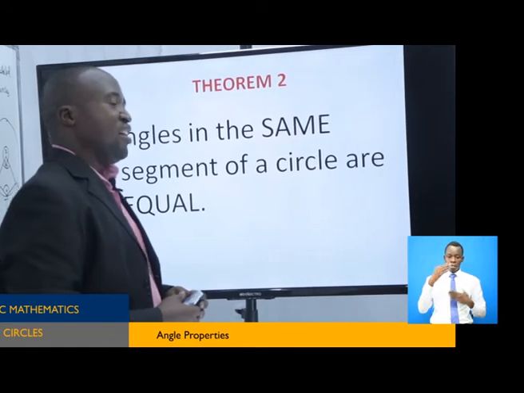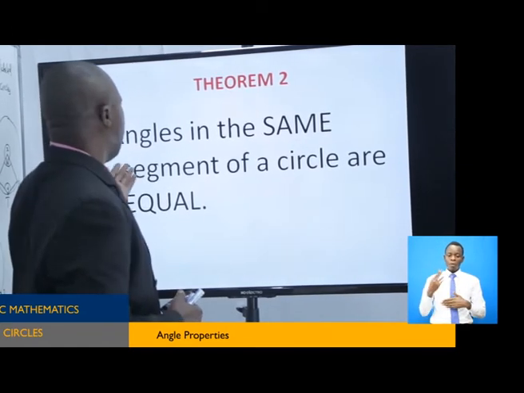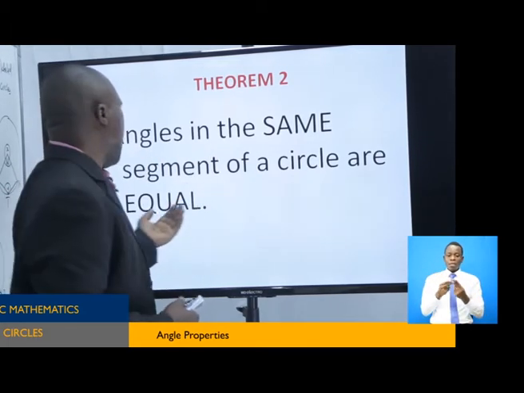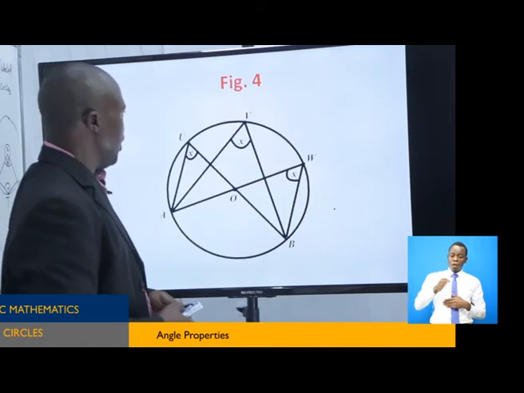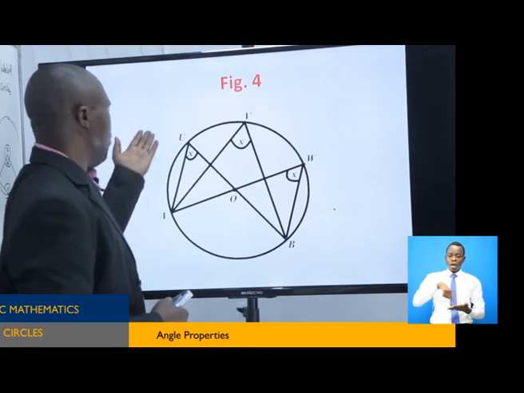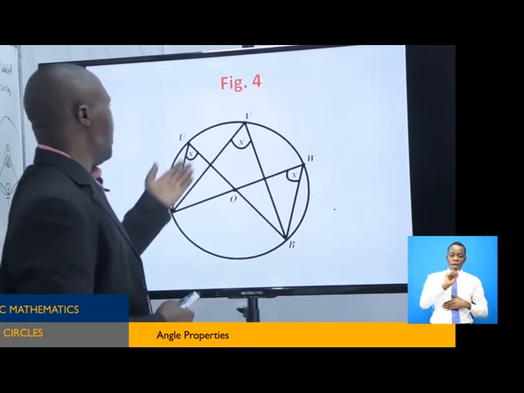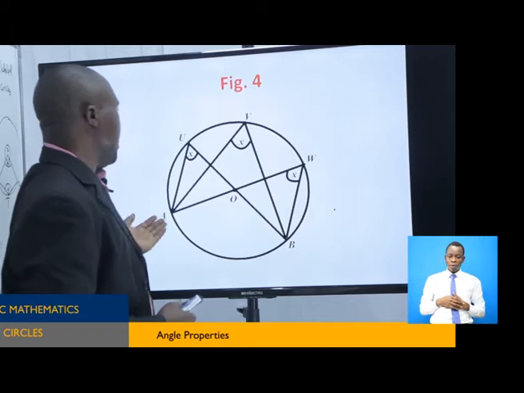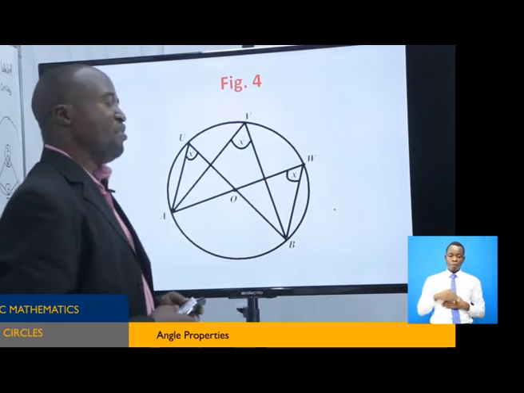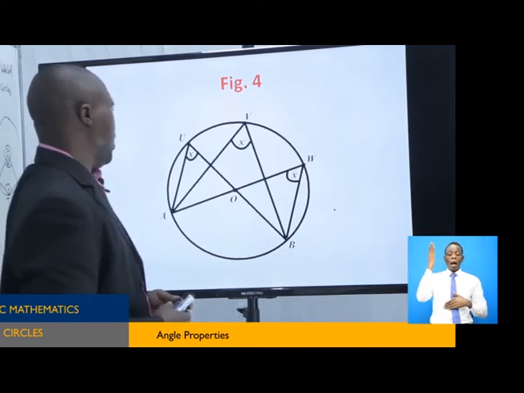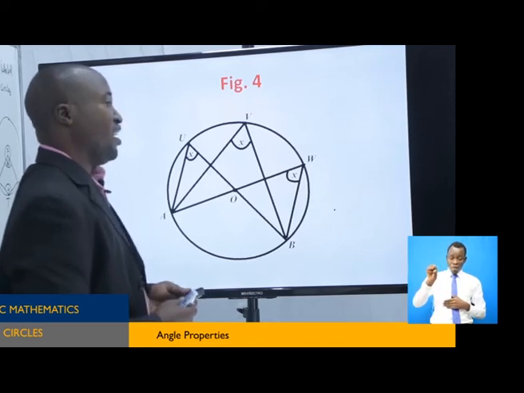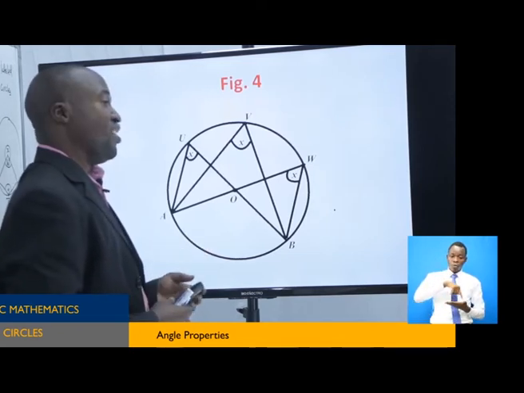So this is our second theorem, which states that angles in the same segment of a circle are equal. So here we have a circle, and the angles AUB, AVB, and AWB. These angles are in the same segment of the circle. Now these angles, according to this theorem, are the same. Now let us prove this theorem.